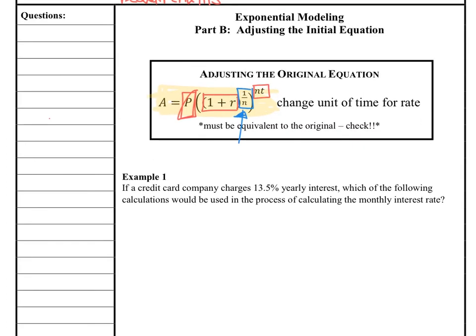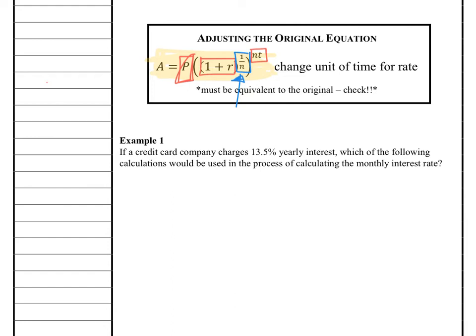So example 1 says if a credit card company charges 13.5% yearly interest. So here's our rate. And if we change that into a decimal, it will be 0.135, and this is per year. Keep that in mind. It says yearly interest. Which of the following calculations would be used in the process of calculating the monthly interest rate? So remember that months happen 12 times per year. I know it says which of the following, but we're just going to do it because there are no choices here.